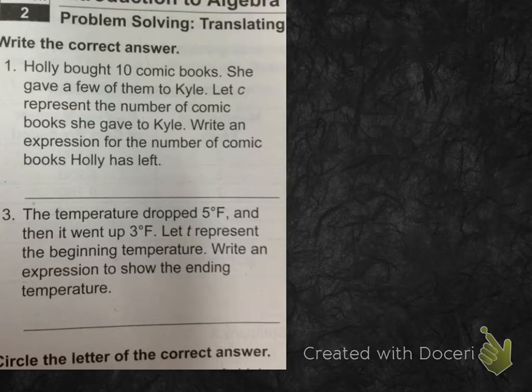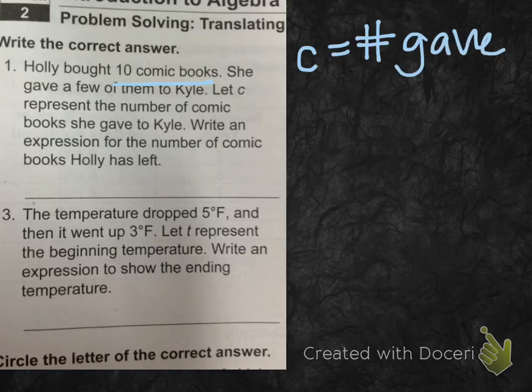Number 1 wants us to write an expression. All right, so Holly bought 10 comic books. I always like to underline things as I go. That way I can organize them in my brain. So she bought 10 comic books. She gave a few of them to Kyle. So C equals the number she gave to Kyle. So I'm going to write C equals number gave to Kyle.